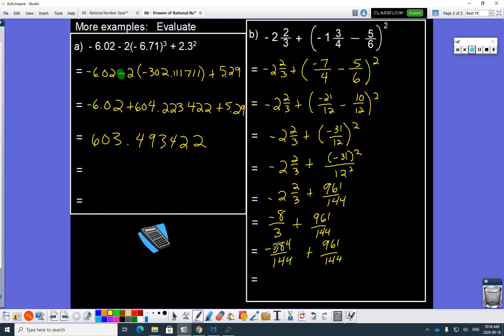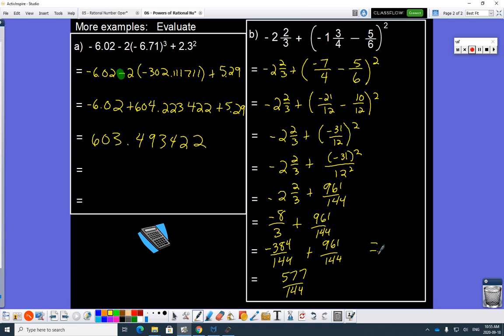Negative 384 plus 961. Can I do it in my head? 577. I don't even know if it's right. I'm going to look again. 577, 8, 950. Oh, it is. I think it is right. 577. And then reduce this thing.